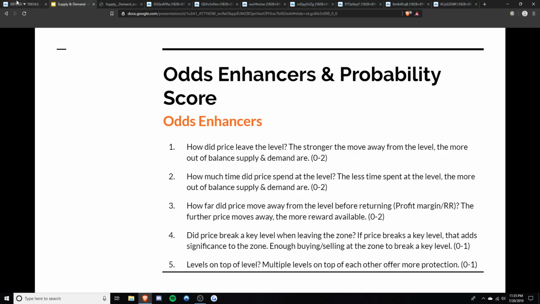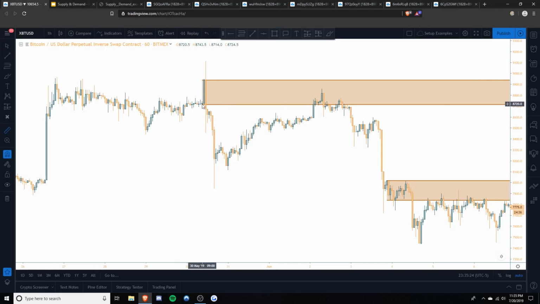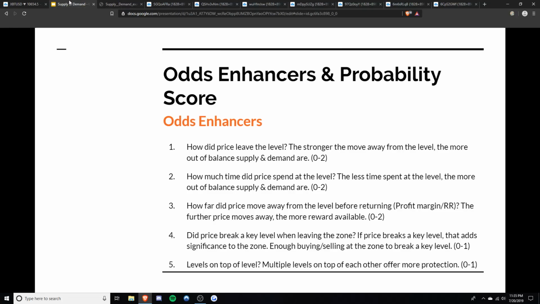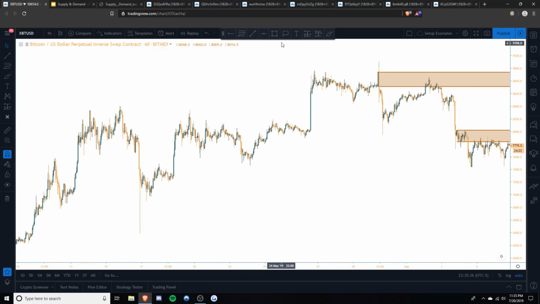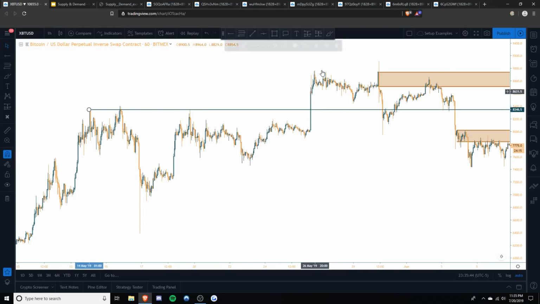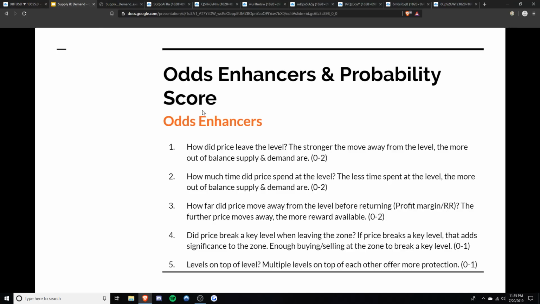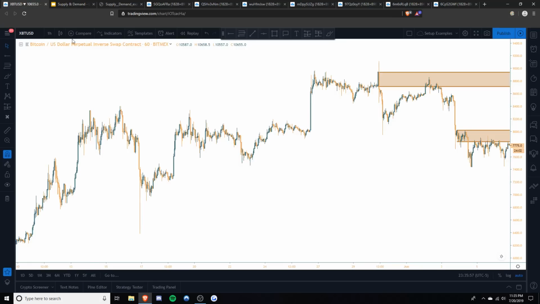How far did price move away from the level before returning? Bottom of the zone, that's almost a 9% move, so that's a 2. So we're sitting at 4. Did price break a key level? It did break these lows. A key level, let's see. Yeah, this is probably a key level, probably a higher time frame level. So yes, it did break a key level. So we are at 2, 0, 2. So we're at a 5. So that is a tradable supply zone.